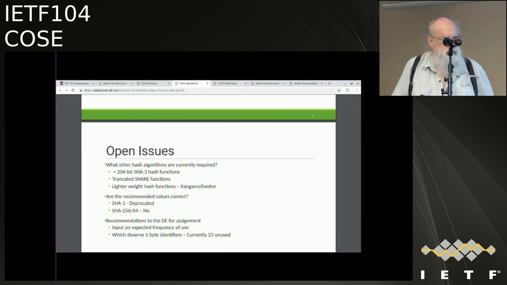I don't know that there's a problem with the fact that we don't have a 512-bit strength SHA-3. But I don't know. I'm never positive that SHAKE 256 and SHA-512 have the same security level.